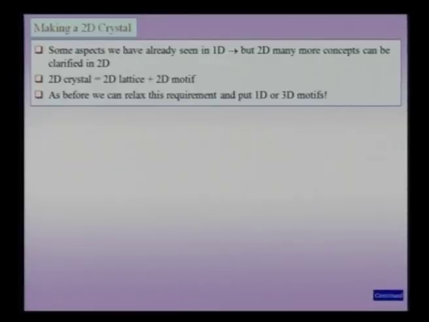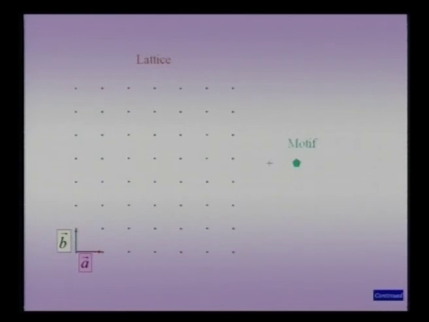So we said a strict 2D crystal would be a combination of a 2D lattice and a 2D motif. Of course, as we had done for the 1D crystal, we can relax the conditions and try to put three-dimensional motifs on a two-dimensional lattice to create a crystal. The first example we considered of a two-dimensional lattice is as shown on the left. We had seen that there are two vectors we need, which are not collinear, to generate the lattice.